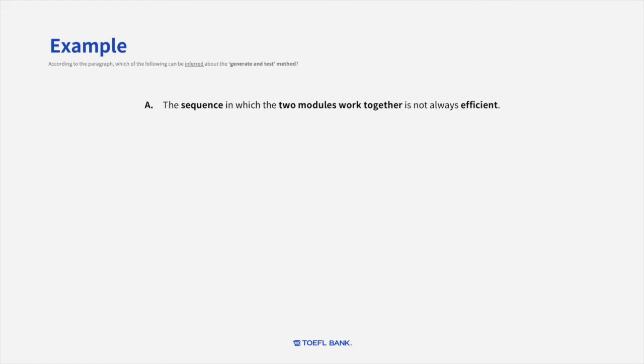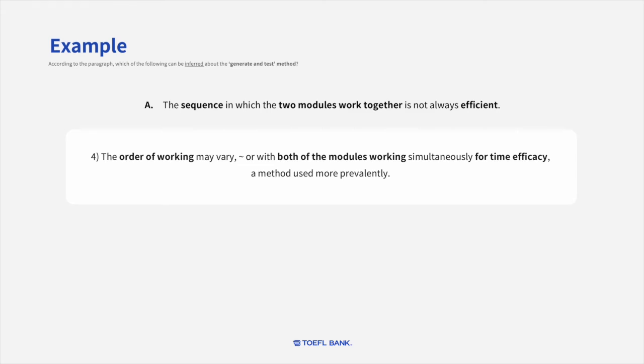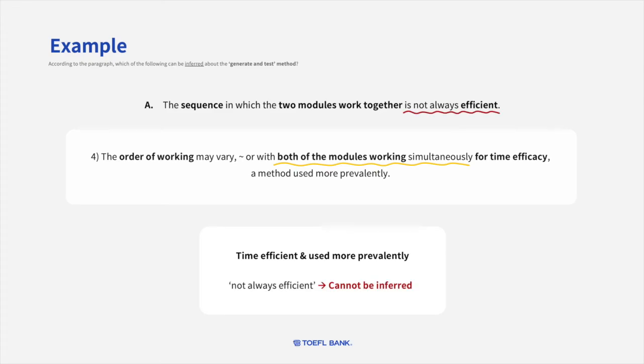Let's begin with the answer choice A. The sequence in which the two models work is not always efficient. The points of A can be found in the fourth sentence. The passage states that both of the models working simultaneously is time efficient and is used more prevalently. To infer that the sequence in which the two models work is not always efficient, there needs to be at least one negative fact about this sequence, but there isn't any. Therefore, the fact that it is not always efficient cannot be inferred, and A is an incorrect answer choice.